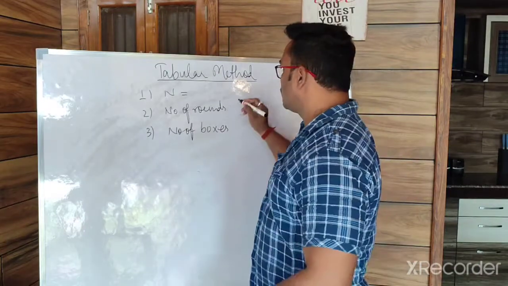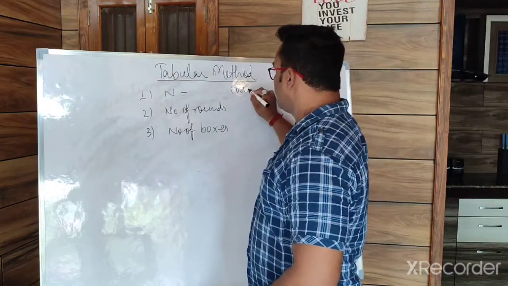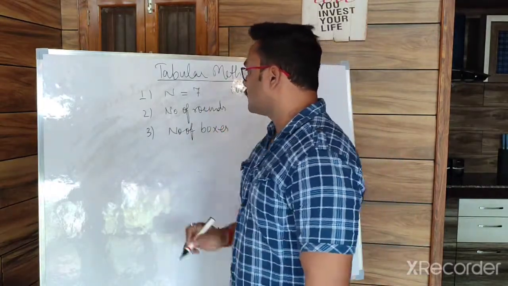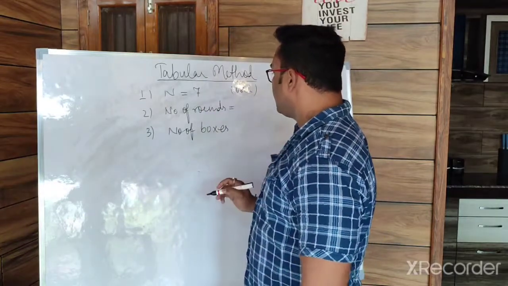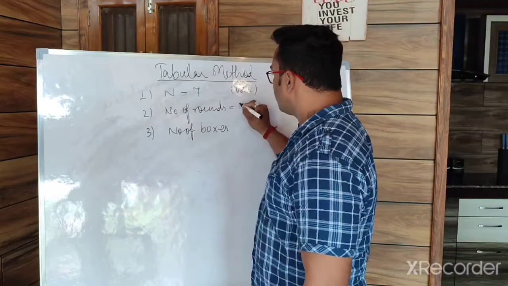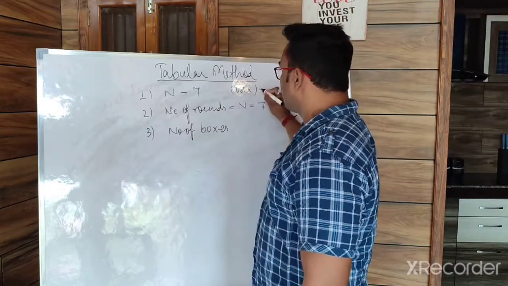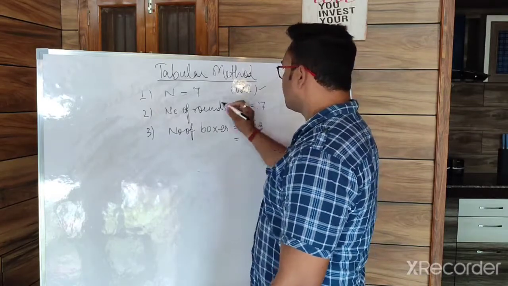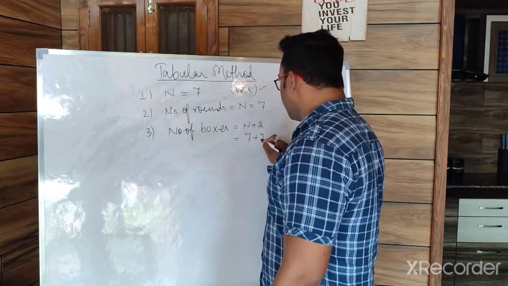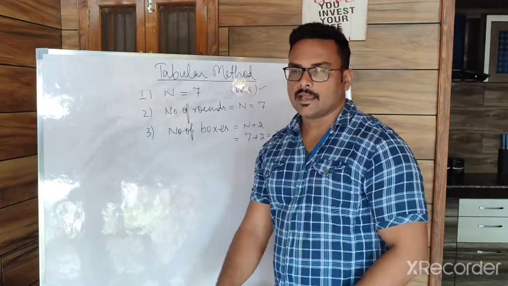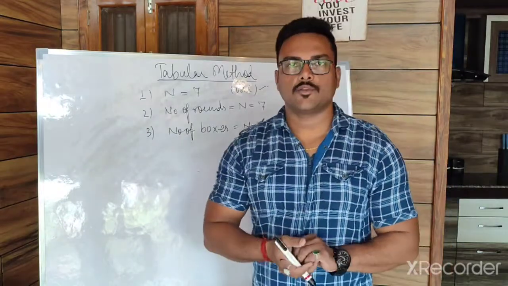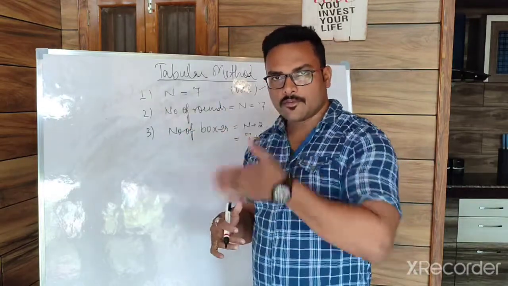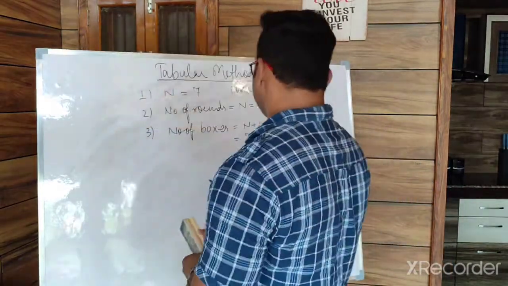Let us discuss the odd number of teams. If we have an odd number of teams, say 7 teams, the number of rounds will be equal to the number of teams if it is odd, and the number of boxes will be n plus 2. Means if the number of teams is 7, the number of boxes will be 7 plus 2, 9. So 9 boxes we have to construct, and it should be constructed in such a way that there are 9 horizontally and 9 vertically. It should be counted. So let us make this.